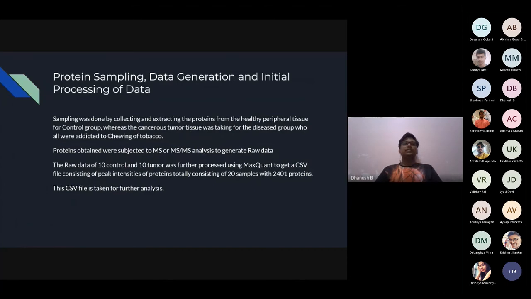containing the protein intensities. For our project, 10 control samples from healthy individuals and 10 tumor samples from the cancerous tissue in the diseased group who are addicted to chewing tobacco were considered, and the proteins were extracted and underwent MS or MS/MS analysis to generate the raw data. This raw data consisted of 2,401 proteins overall in 20 samples.